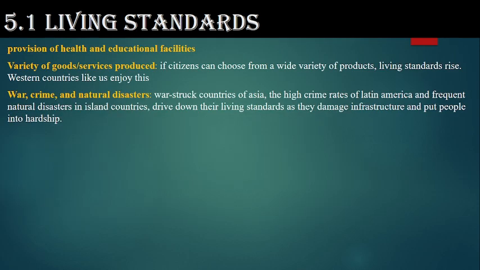Provision of health and education facilities. Variety of goods and services produced. Like if you compare the UK with Pakistan, you will find the best product quality either in Pakistan or in the UK. Of course, in the UK. Then war, crime, and natural disasters. Again, that could be a reason for the different income levels between or within the countries.